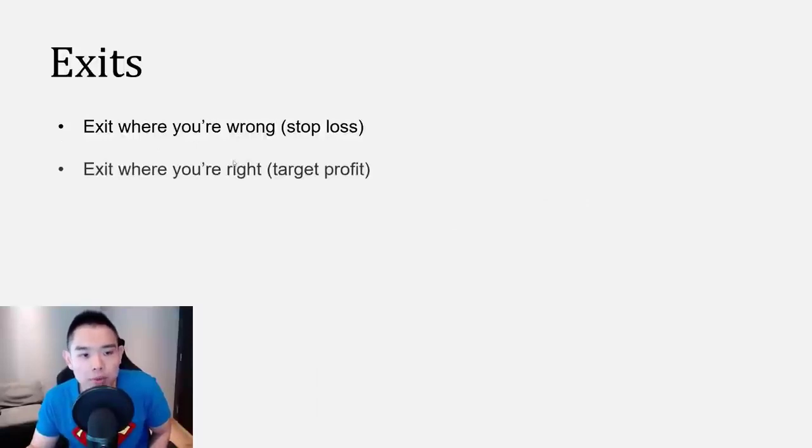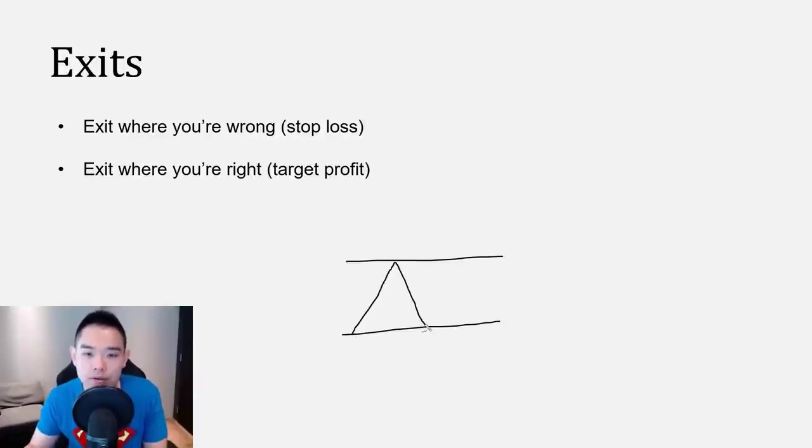Now, what about exit when you're right? Where do you take profit? There are different ways to do it. You can capture a swing, ride a trend and stuff like that. But for now, we keep things simple. We talk about capturing a swing. So let's say, again, the market is in a range. It goes up, comes down, goes up, comes down.